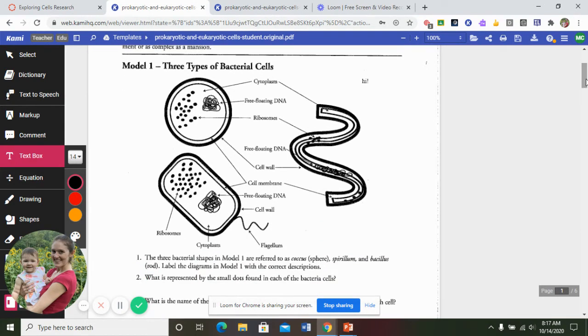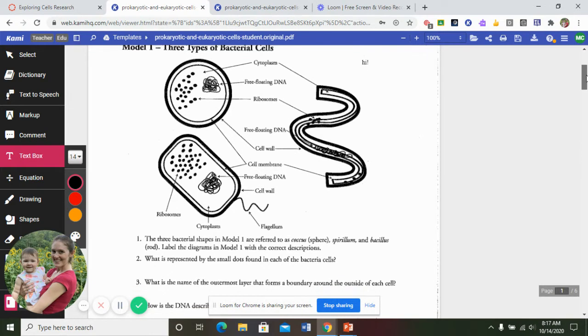These are the 3 types of bacterial cells. You can have a coccus, which is a sphere, a spirillum, which is this spirally looking thing, and a bacillus, which is a rod shape. So you would be labeling the diagrams from model 1. You would label each one of these cells exactly what they are. And I'm looking down here at question 1 if you're wondering where I'm coming up with these words from.